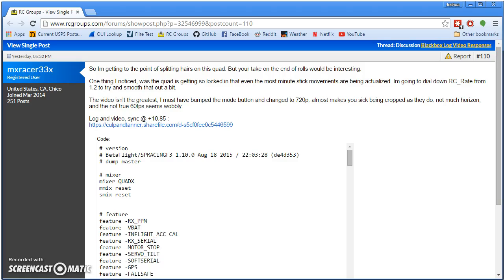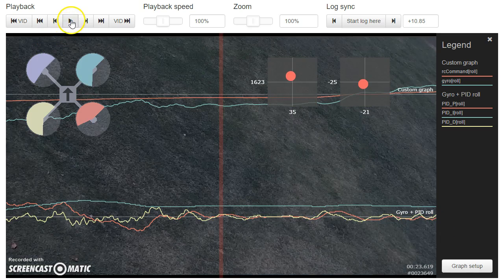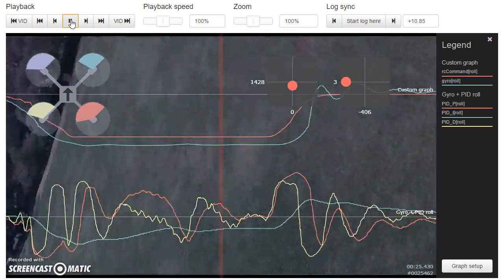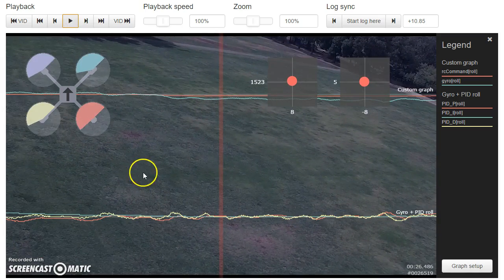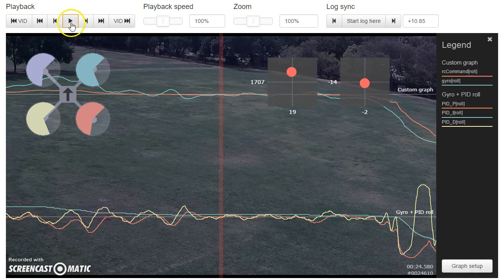We're looking at a log here from mxracer33x, who asks for a comment on what's happening at the end of rolls. So let's take a look at a roll, and here's one now. And it does look like there's some bounce back. It's pretty strong and so fast that if I wasn't looking for it, I might even miss it. Let's watch it again, this time at half speed.